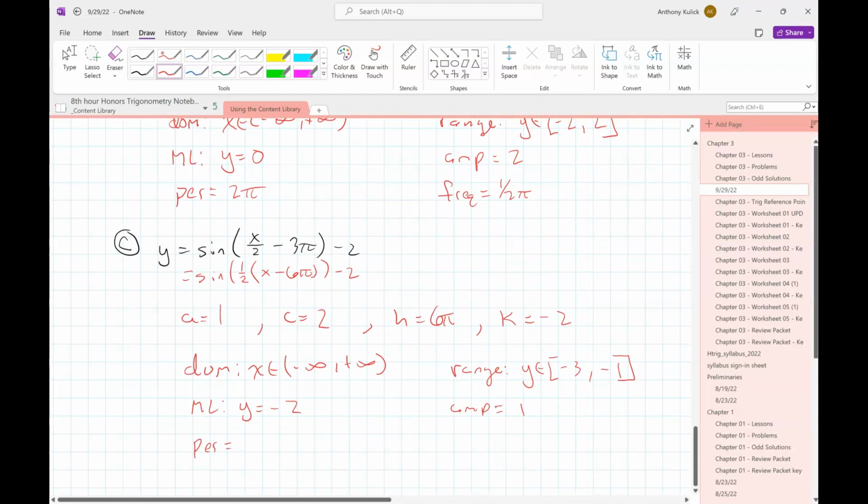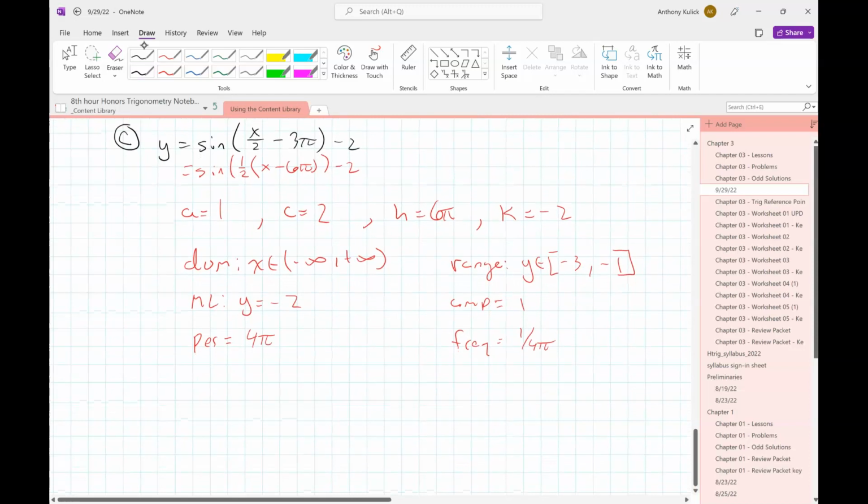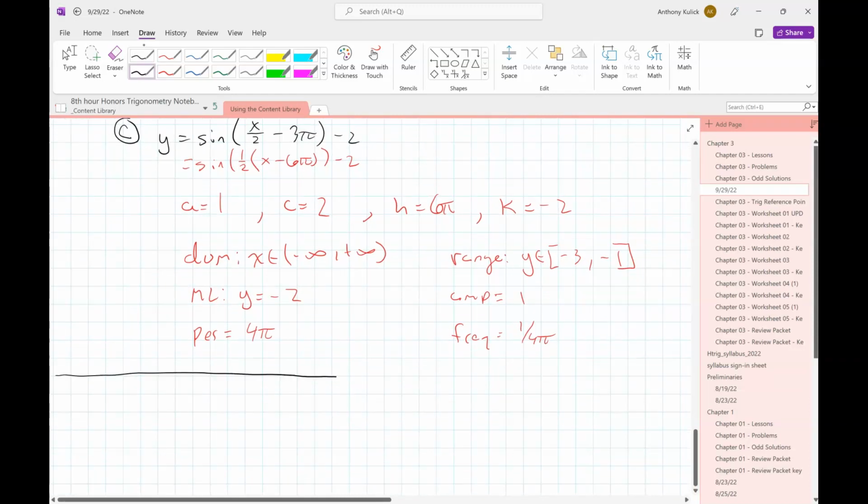Period, not 2 pi, 2 pi times absolute value C, which would be 4 pi, right? 2 pi times 2. And the frequency, obviously then 1 over 4 pi. What do you guys think? Feel okay with identifying these values from the equation now? Be okay. Just takes a little bit of practice. They're pretty easy to remember.